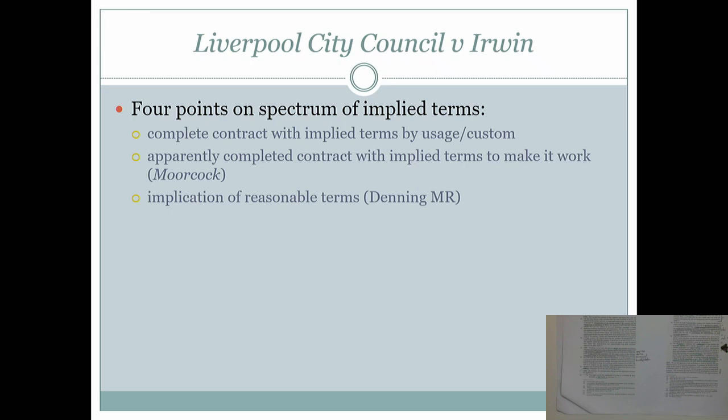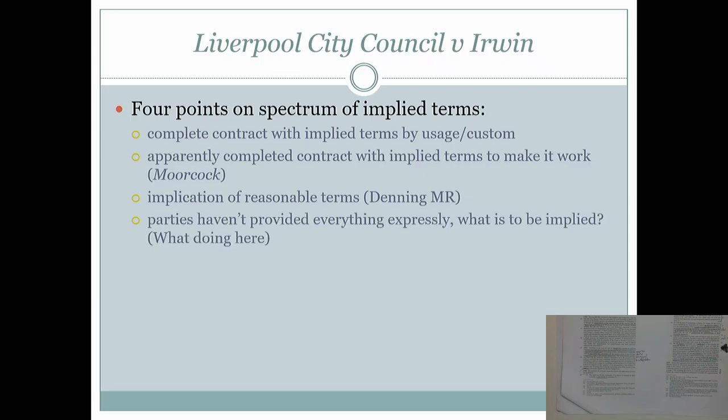There's what Master of the Rolls Lord Denning implied in this case in the Court of Appeal before it made it to the House of Lords, which is we'll imply in reasonable terms as judged by Lord Denning. And finally, when the parties haven't provided everything expressly, when you need to imply in terms to fill in those gaps, which the court said is what's happening in this case. Clearly, it's a one-sided contract on the written documents. You need to imply in obligations to make it work. So, the court says 3 of those parts on the spectrum are valid, 1 is not.